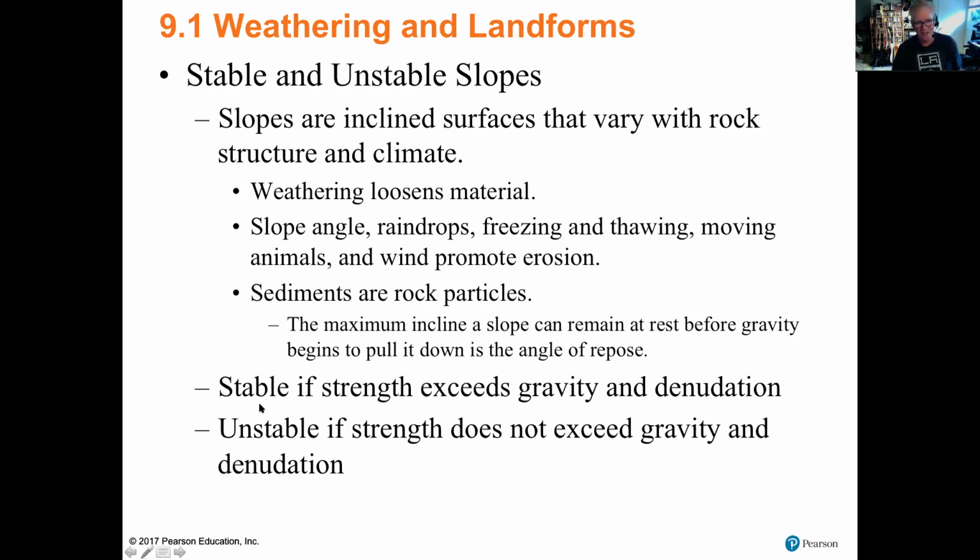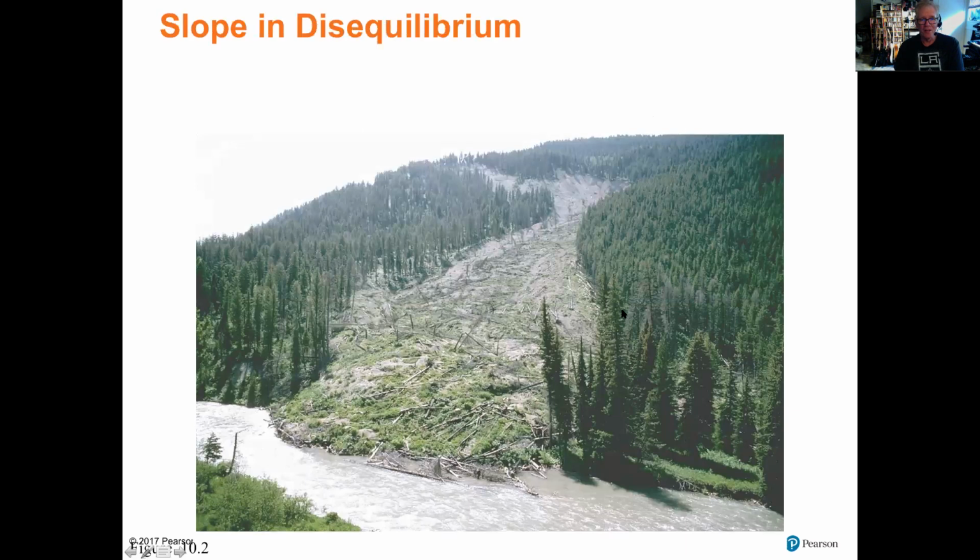So the slope is stable if the strength exceeds gravity and denudation, the ability of the slope to be denudated. It's unstable if the strength does not exceed either one of those. And here's an example of an unstable slope. And you can see all this used to be up here, and it looks apparently from moisture. The moisture loosens the adhesion, the force of gravity takes over, and this all is a mass movement. This all falls down, moves down the slope.